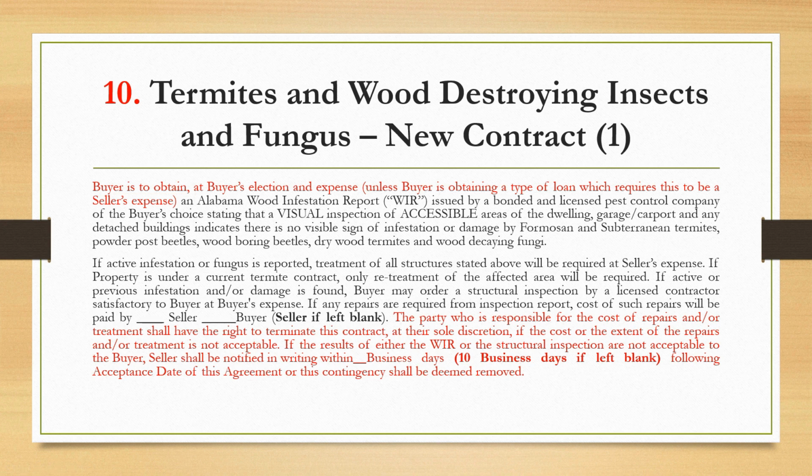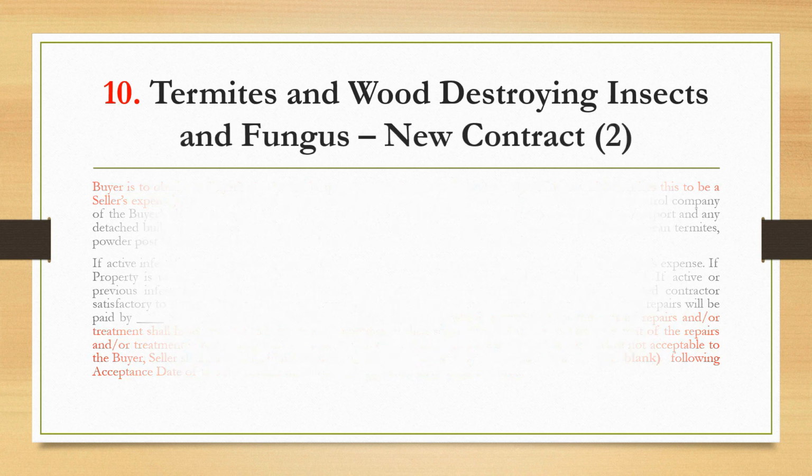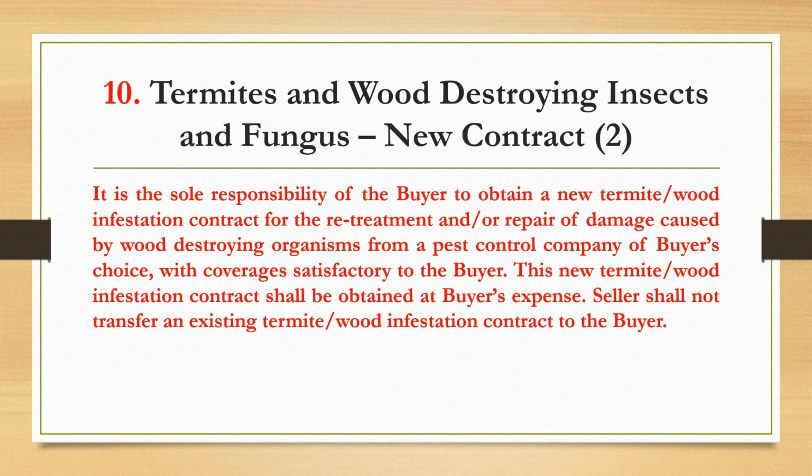The next slide is another significant item that says it is the sole responsibility of the buyer to obtain a new termite or wood infestation contract for the retreatment and or repair of damage caused by wood destroying organisms from a pest control company of the buyer's choice, with coverages satisfactory to the buyer. This new termite or wood infestation contract shall be obtained at buyer's expense. Seller shall not transfer an existing termite or wood infestation contract to the buyer.